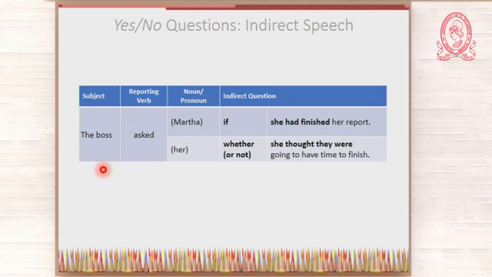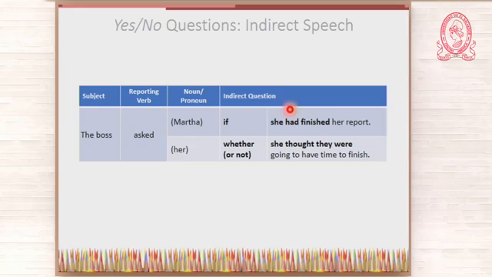Let us see the second example. The boss asked her whether she thought that they were going to have time to finish. What you have to pay attention to here is the use of if or whether. When do we use if or whether? Remember, when we are talking about yes, no questions, okay? And you have to pay attention to the tense of the verb.